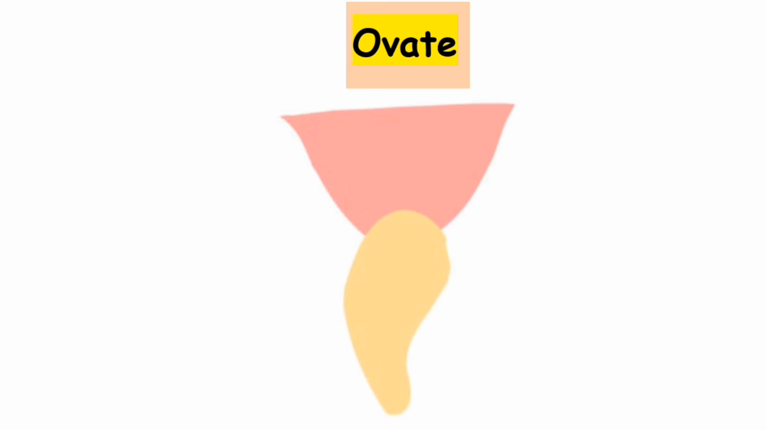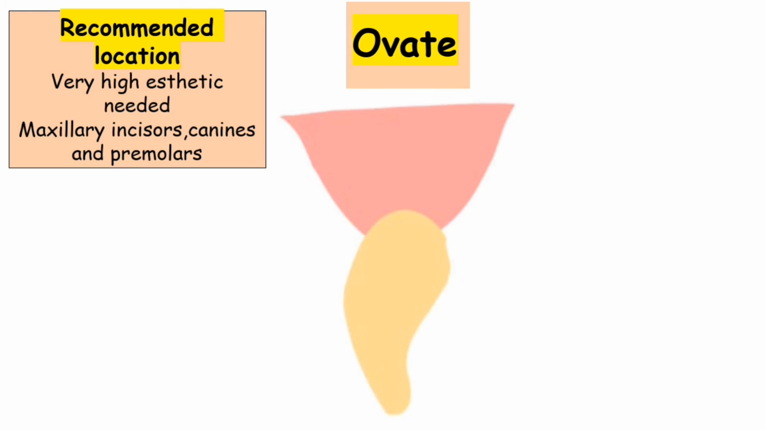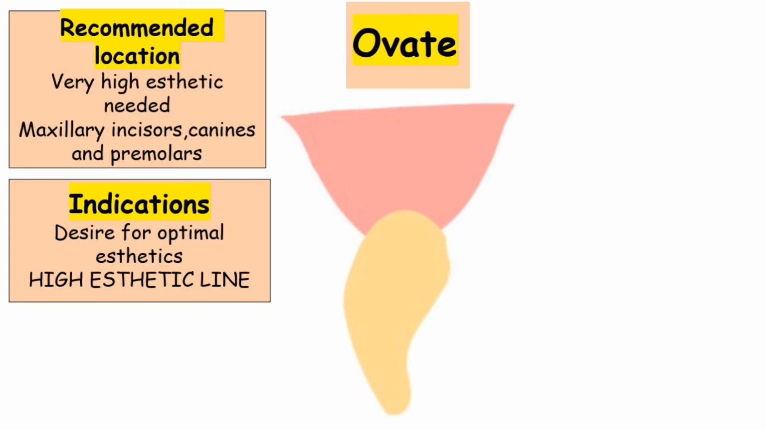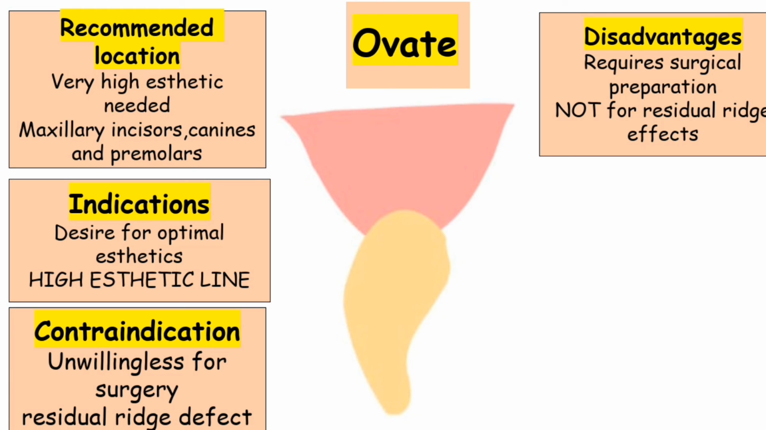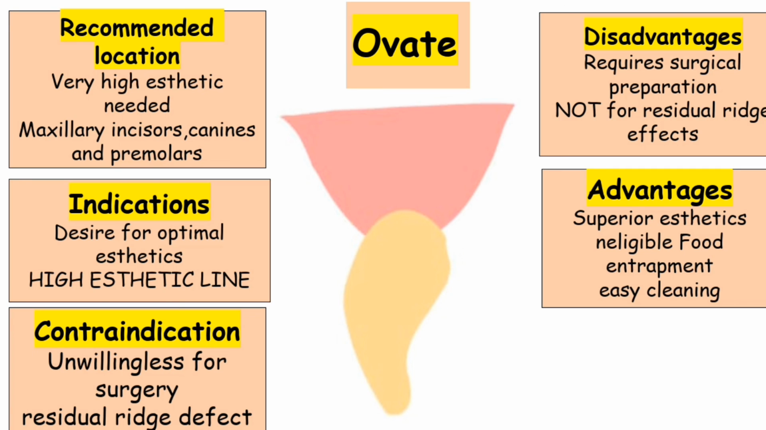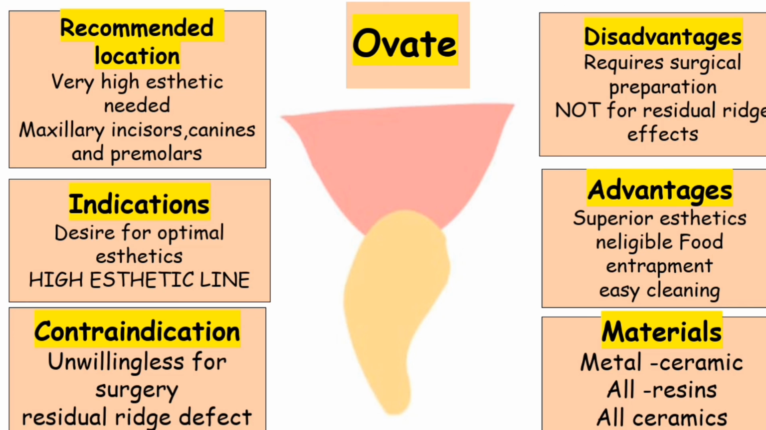The other type is ovate. It is one type of Pontic that is in contact with mucosa, as you can see. The recommended location for this type of Pontic is where high aesthetic is needed, like maxillary incisors, canine, and premolars. Indication: where there is desire for optimal aesthetic, like high aesthetic line. It is contraindicated in case the patient is unwilling for surgery or has residual ridge defect, because this type of Pontic requires surgery for its fabrication. So it also has disadvantages, like it requires surgical preparation, so it is not for residual ridge defects. Its advantages are superior aesthetics and easy cleaning.